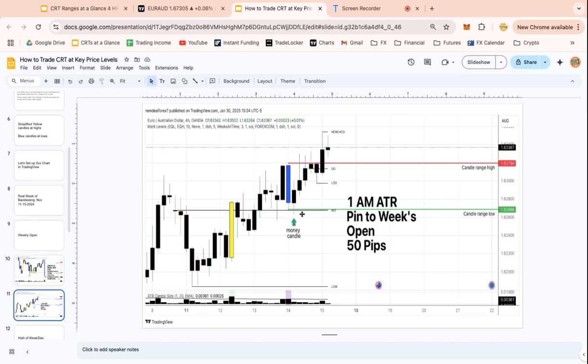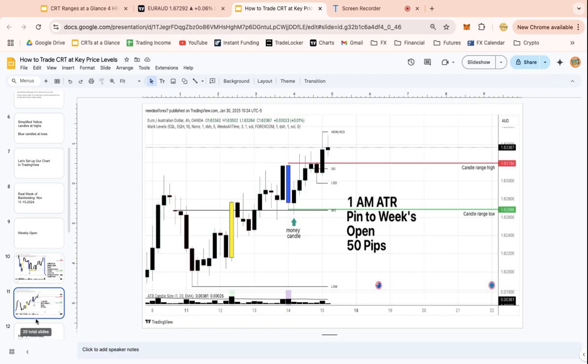So remember, I'm looking long to the weekly open. There's our weekly open right here where my mouse is, WO. So we see an ATR candle, and then the next step is to see, okay, is it at a key price level? Because if it's not at a key price level, I'm not interested. Okay, so here the money candle came into play, and then boom, price took off. This was good for 50 pips once it broke out of the range a little bit. All right, so that's another long example there.